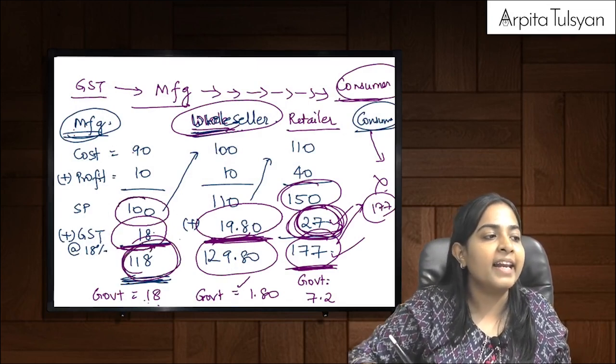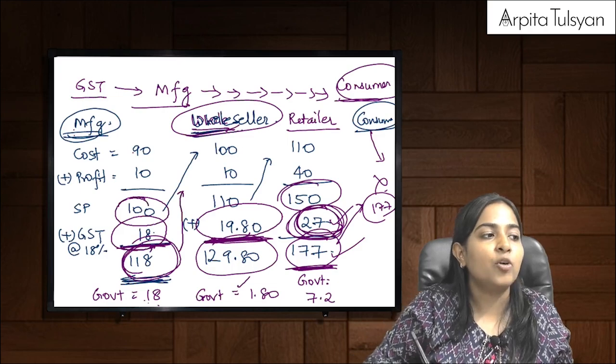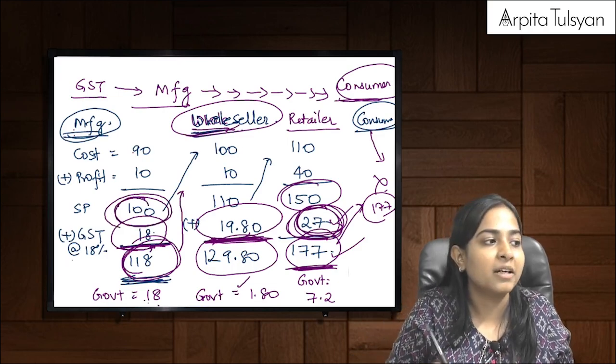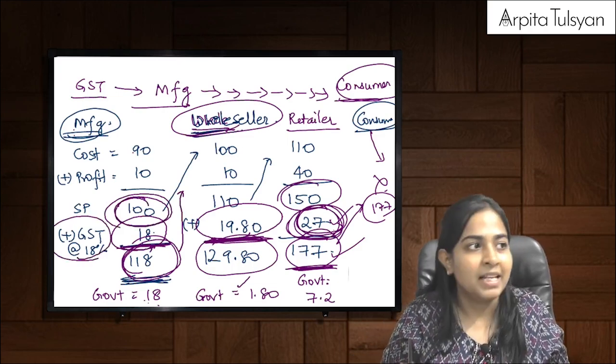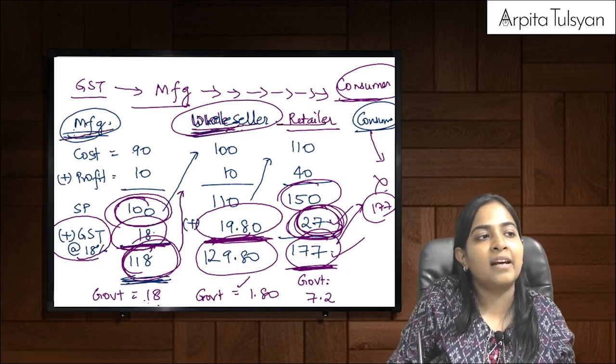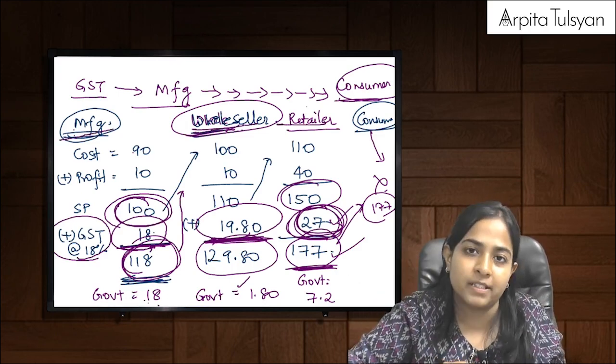I did not take 118 as the cost. I took 100 as the cost because your tax is not considered as a cost. Because for manufacturer, wholesaler, retailer, tax is never the cost.